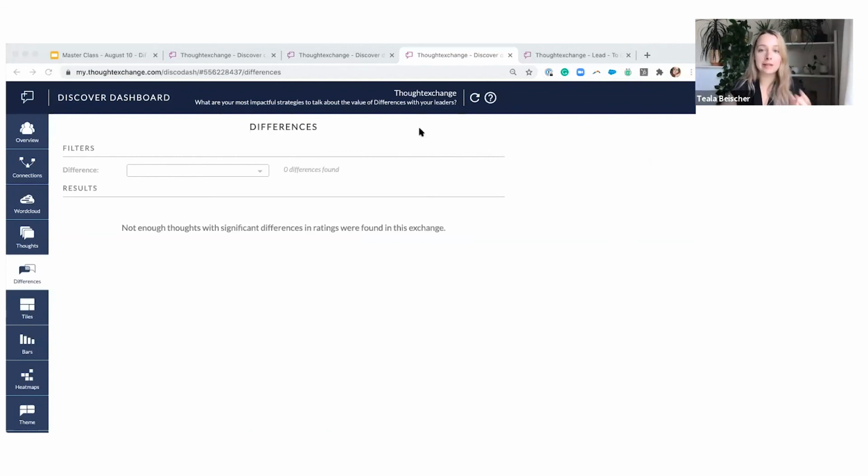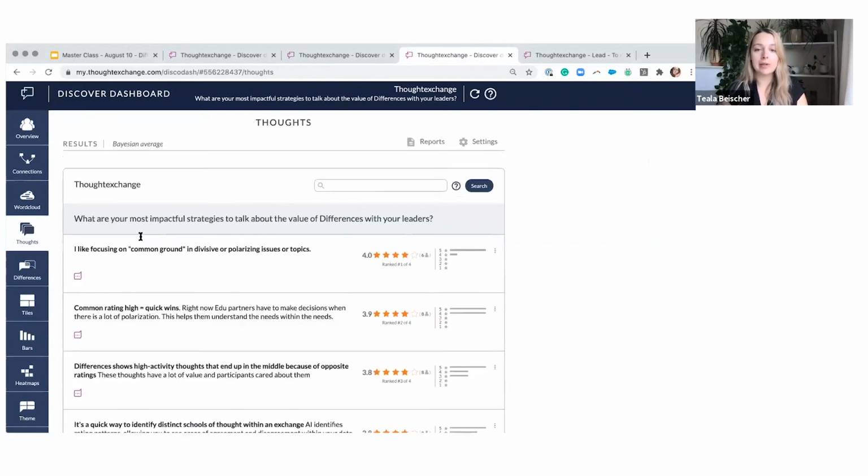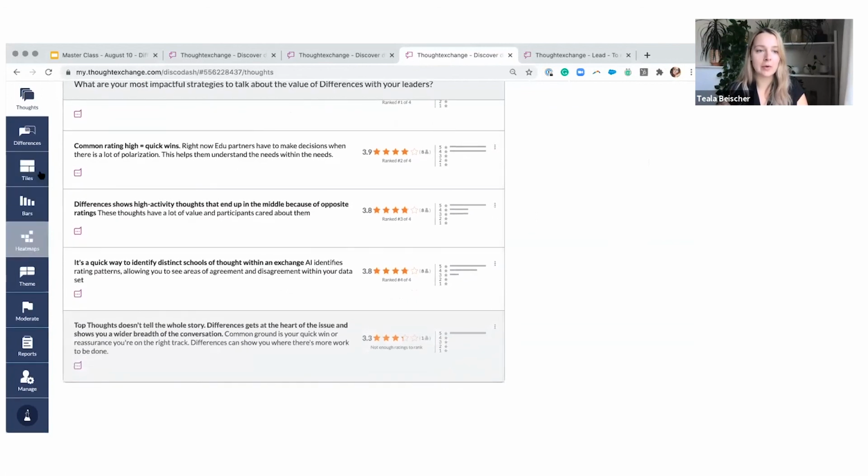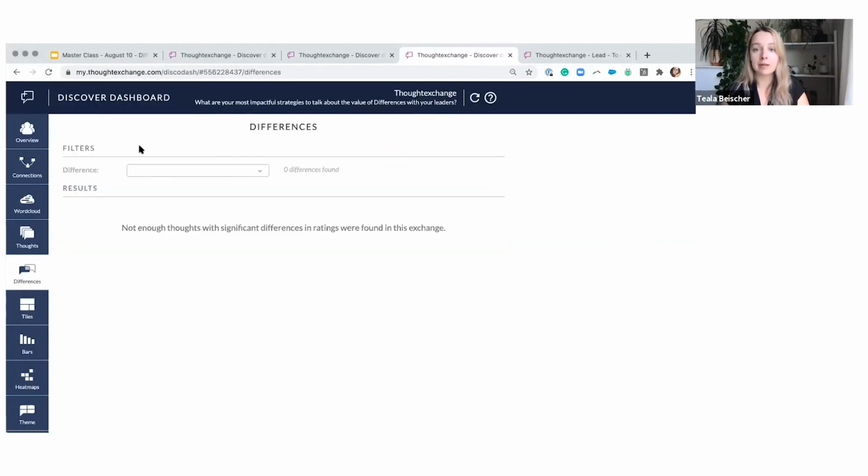For example, this is that exchange that we were highlighting when we went through the slide deck of what are the most impactful ways to talk about differences. And so you can see we only have about 4 thoughts here. And so if I look at differences, that's not enough thoughts for it to give me a robust understanding. So if understanding polarities is really important to you, being really firm in your communications planning in order to get enough participation will help to drive that. So the more participation that you have, the more rating that you have, the more information that you're going to get here.